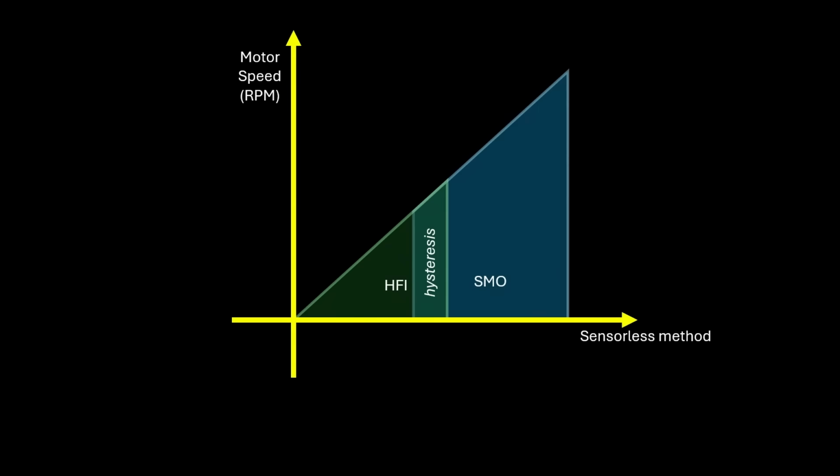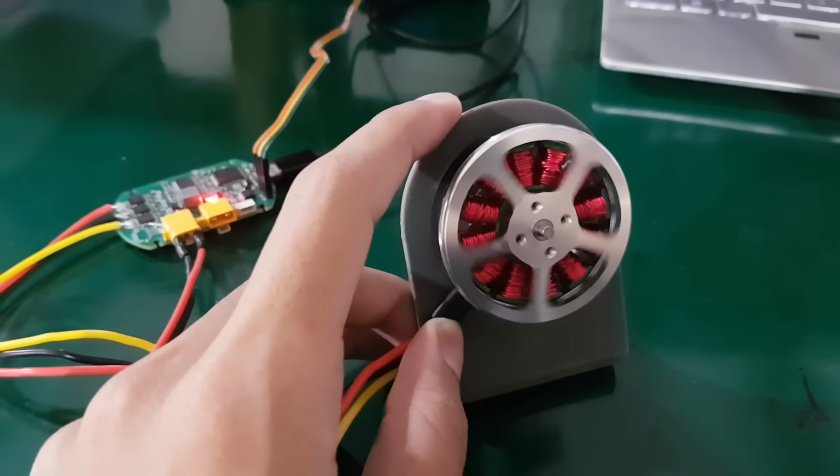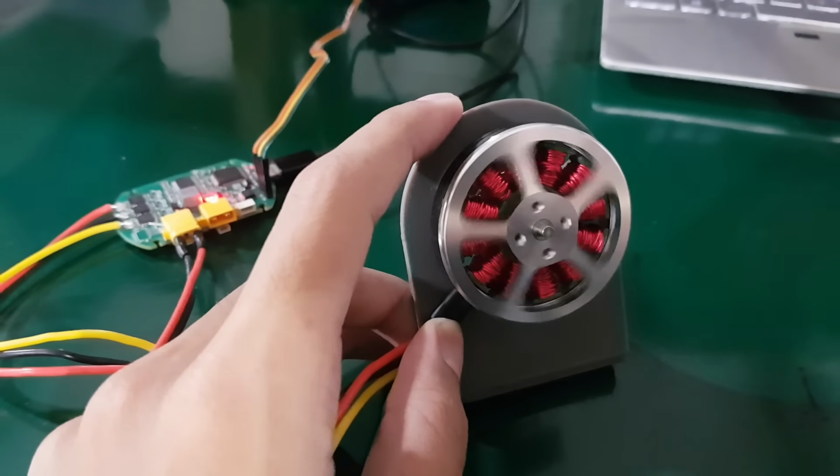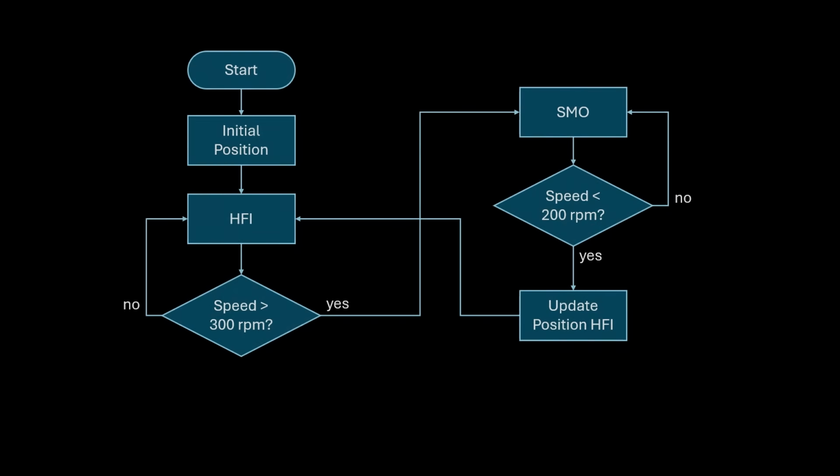The strategy one used to switch between these two methods is by using hysteresis. From my experiments with SMO, I concluded that SMO can work accurately at speeds above 200 RPM to obtain a reliable position estimate. So, there will be a switch from HFI to SMO when the motor speed exceeds 300 RPM, where HFI can still operate. And if the motor speed drops below 200 RPM, then the system will switch from SMO back to HFI.